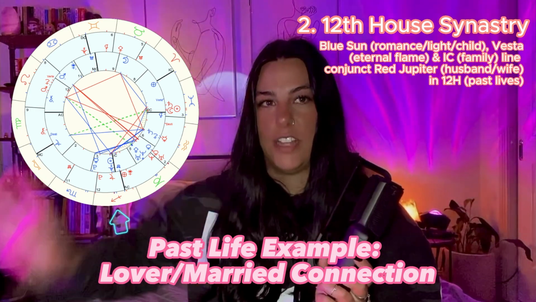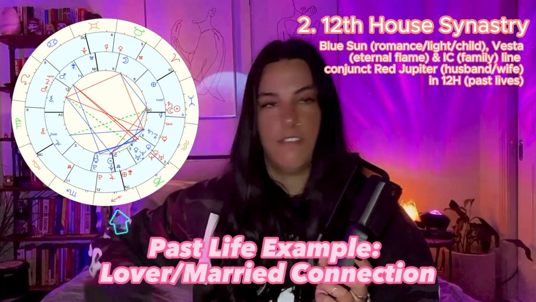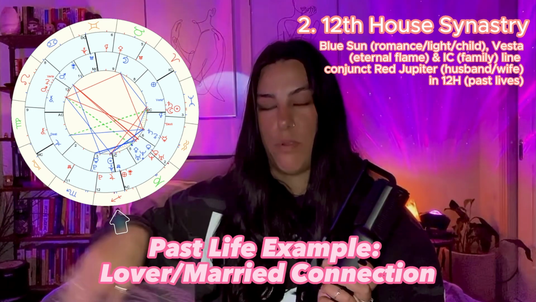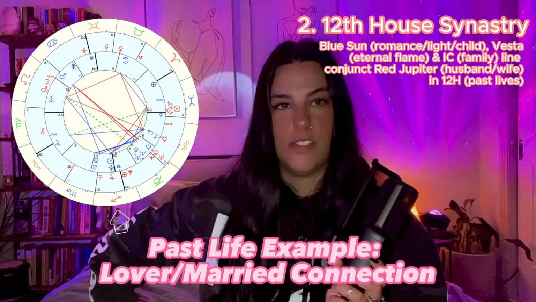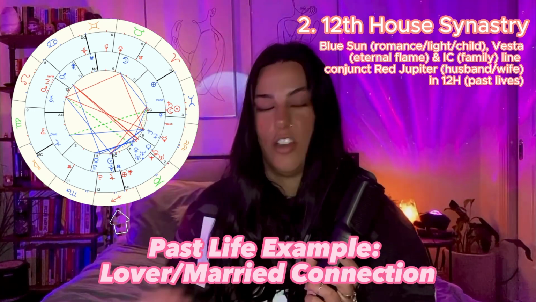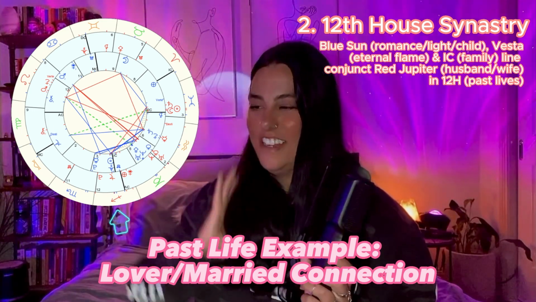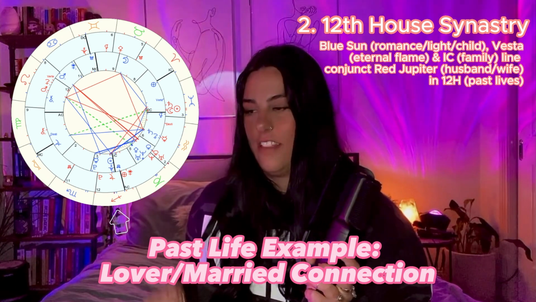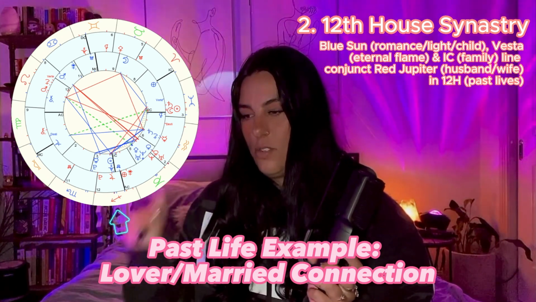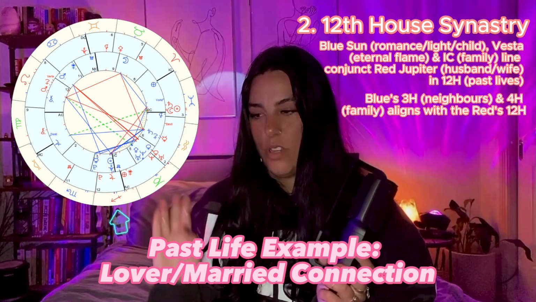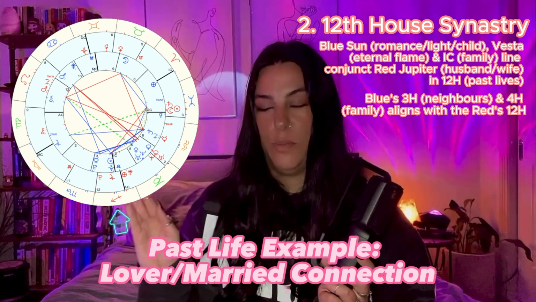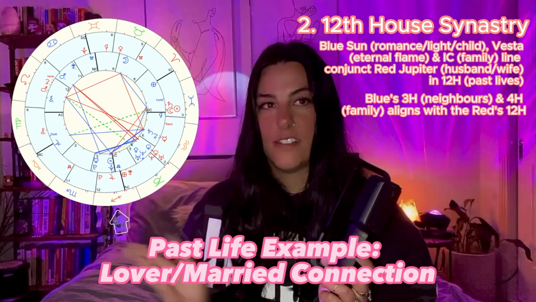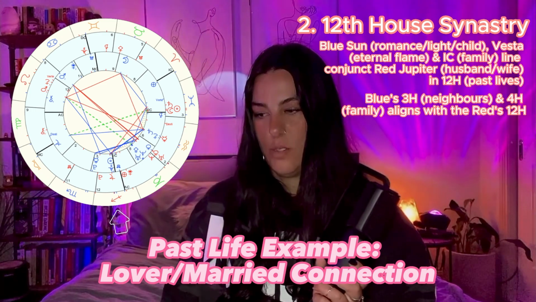So yeah, blue's bringing lots of love, the love that doesn't go out, probably the mother of the red person's children. There's a lot of energy to be in that other person's 12th house. And you can see that the blue person's 3rd and 4th house lines up with the red person's 12th house.